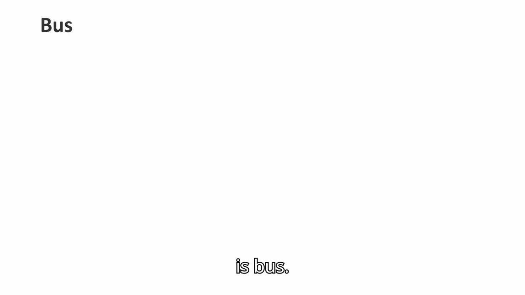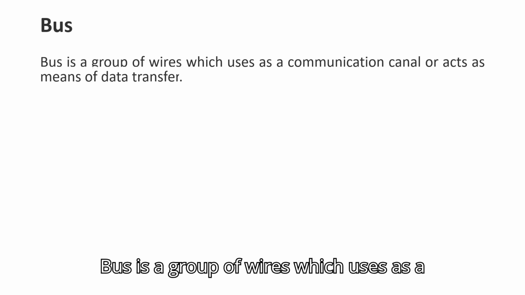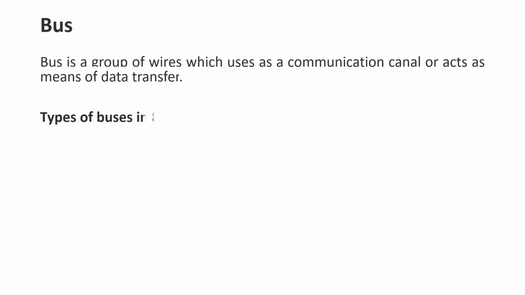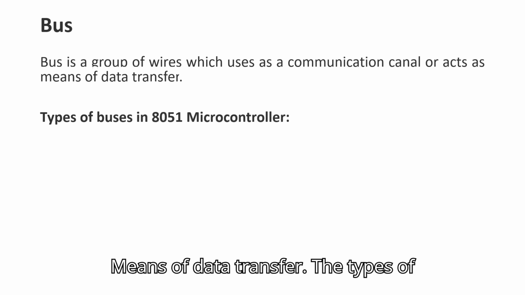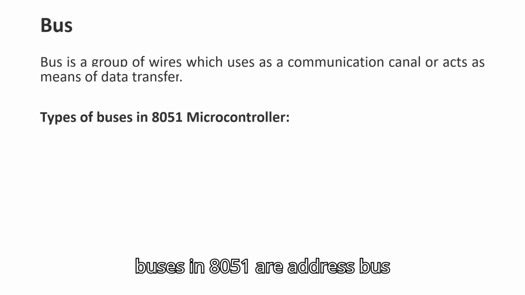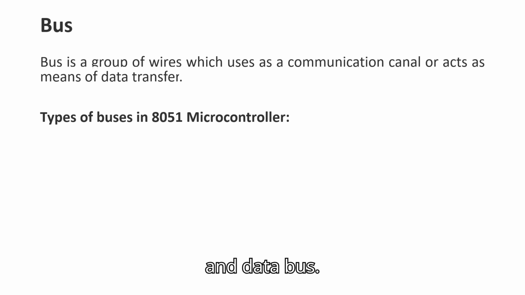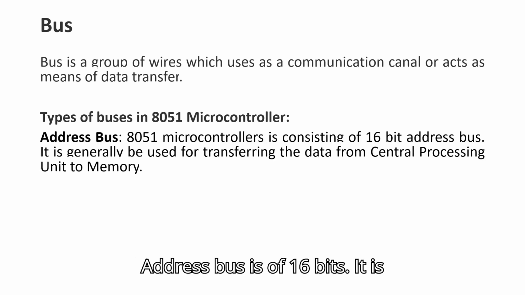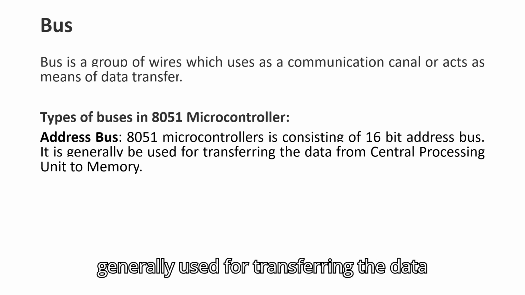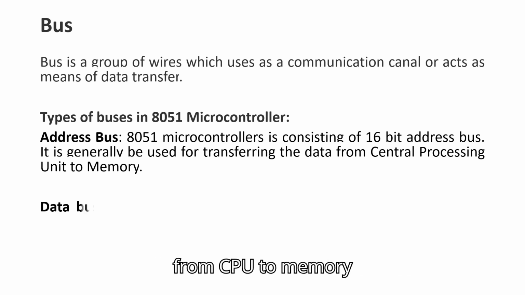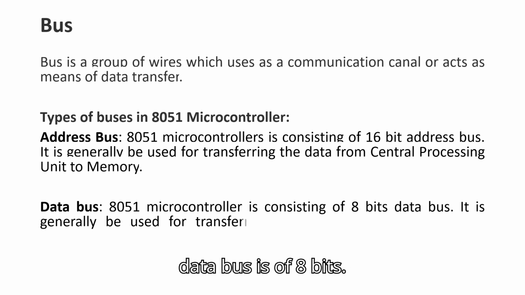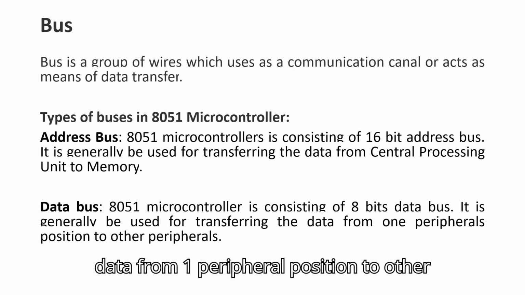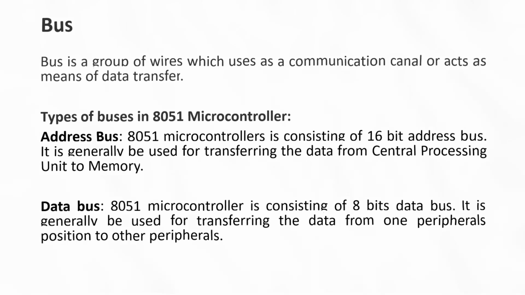The last is bus. Bus is a group of wires which is used as a communication channel or acts as a means of data transfer. The types of buses in 8051 are address bus and data bus. Address bus is of 16 bits. It is generally used for transferring the address from CPU to memory. Data bus is of 8 bits. It is generally used for transferring the data from one peripheral to other peripherals.